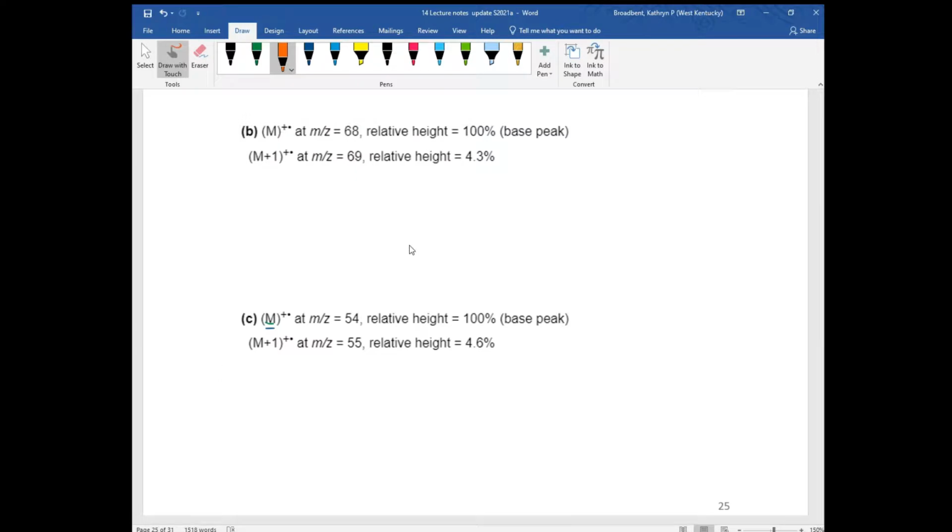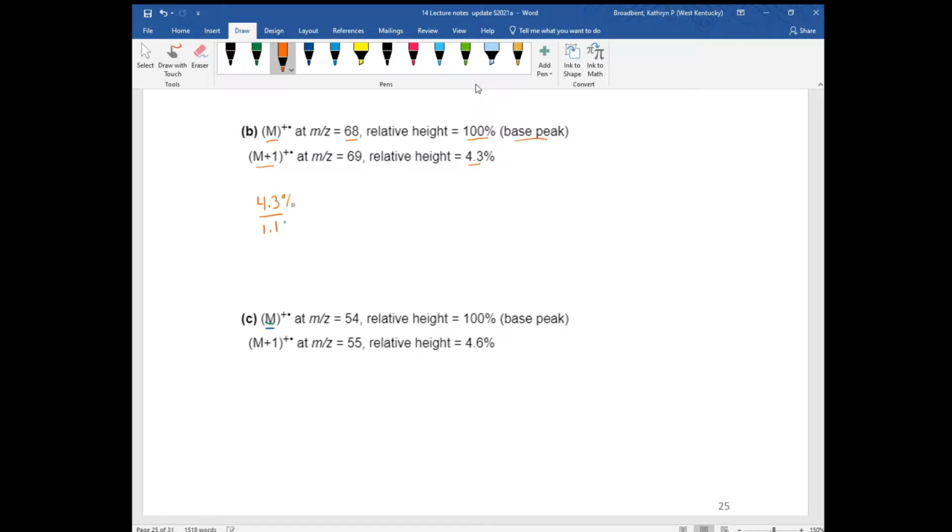Okay, so let's look at B here. Here our molecular peak is at 68 and its relative height is 100%. That means that it's the base peak. This is the tallest peak on the chart. The peak right next to it is the M+1 and its relative height is 4.3. So 4.3 divided by the prevalence of carbon-13 in the environment of 1.1.